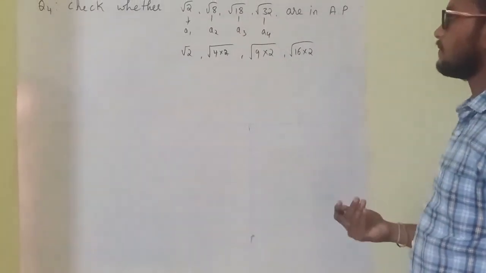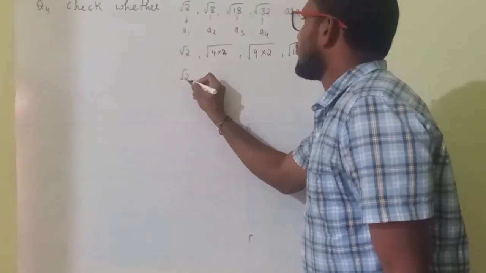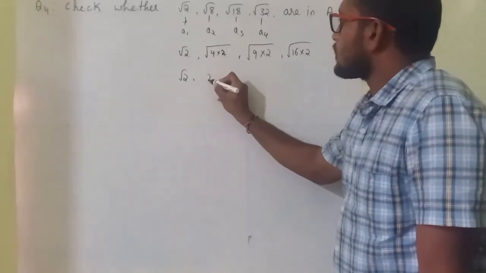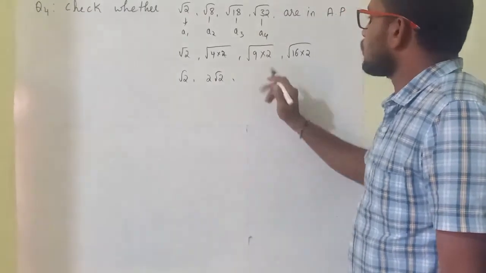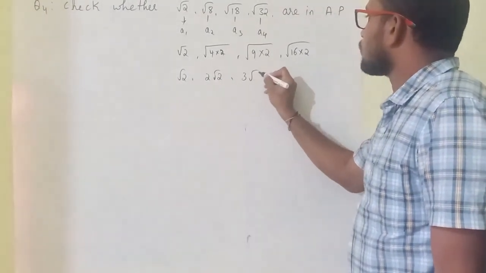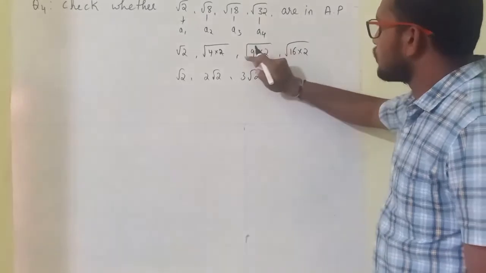Now we just take the square root of these numbers. So root 2 I write as it is. Here root 4 means 2, so it is 2 root 2. Here root 9 means 3, so it is 3 root 2. Just I am giving root 2 to these numbers.